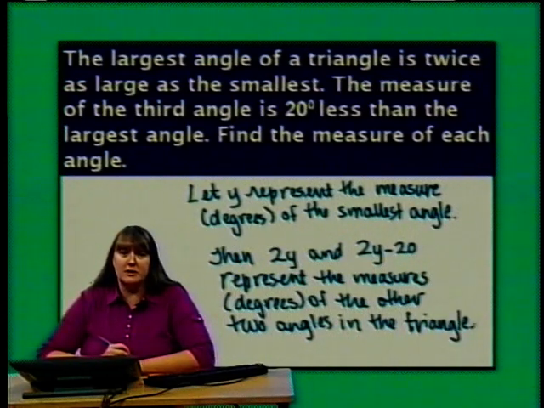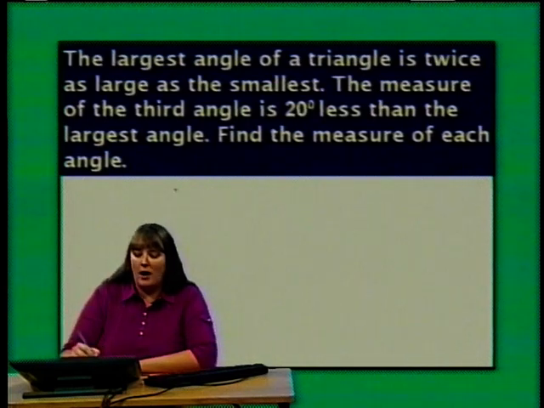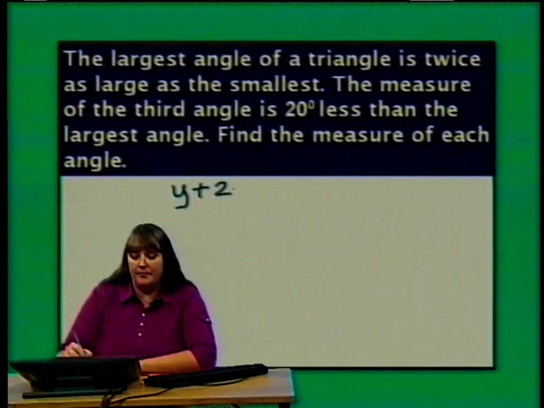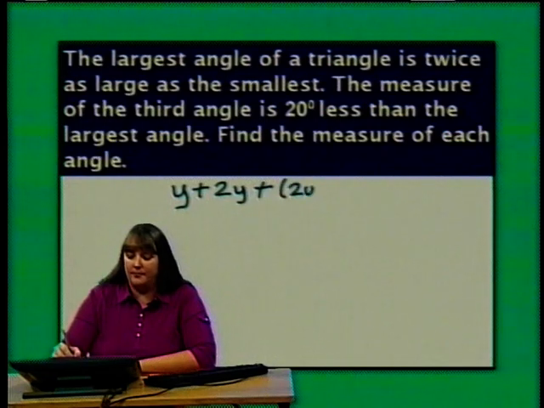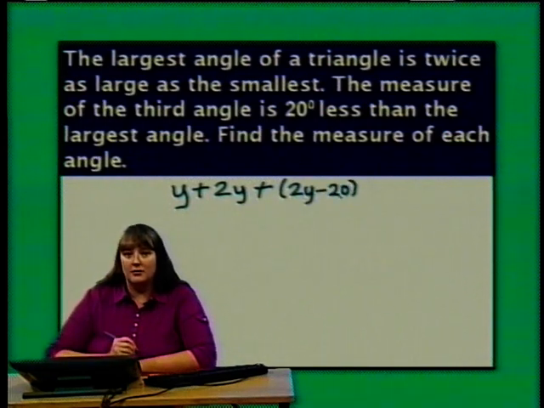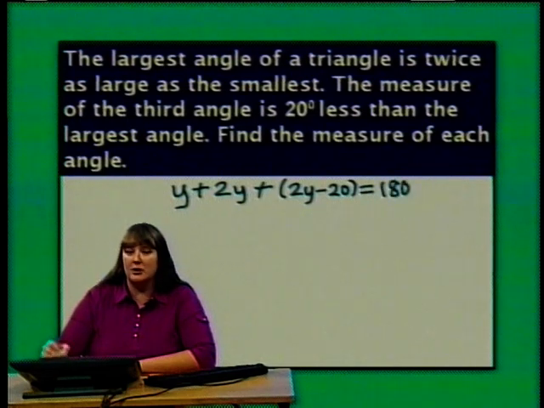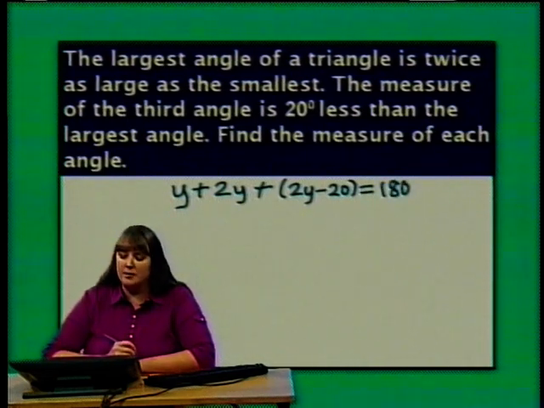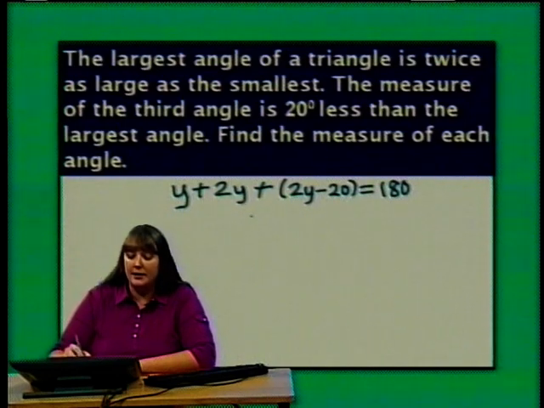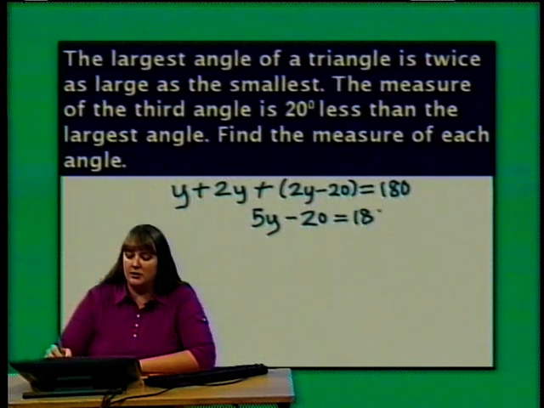Well, the next thing I'm going to want to do is write an equation. Here I need to think again about the fact that the measures of all of the angles of a triangle add up to 180 degrees. So my angles are y, 2y, and 2y minus 20. So if I add y and 2y minus 20, this needs to sum up to 180. Combining my like terms, I have y plus 2y is 5y minus 20 equals 180.